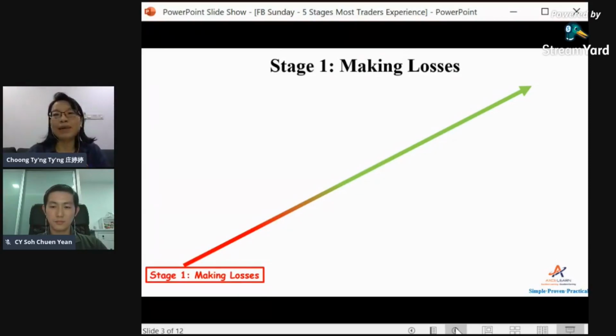Now, I'll give you a layman example. When you start to learn how to walk or how to cycle, I believe definitely you have fallen before. Am I correct? That's a very common situation. So making losses is part and parcel of your whole trading journey. If you never experience this stage, this is something we worry about more. I repeat, you did not hear wrongly. If you never experience stage 1, we are more worried.